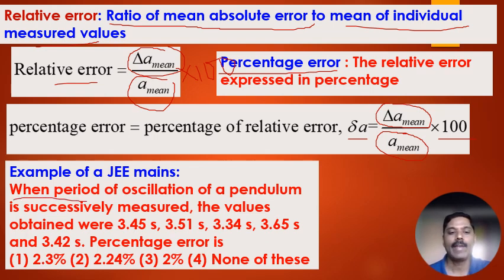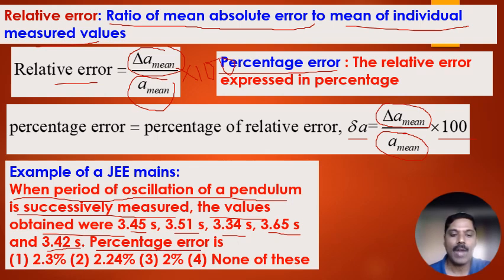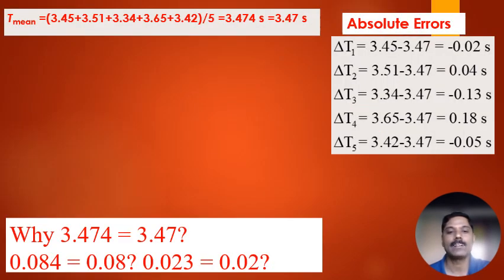Assume that when the period of oscillation of a pendulum is successively measured, the values obtained were 3.45 second, 3.51 second, 3.34 second, 3.65 second and 3.42 second. So there are 5 individual measured time periods. We need to estimate the percentage error. 4 options have been given in the question: 2.3%, 2.24%, 2% or none of them. So let us verify which may be the right answer.